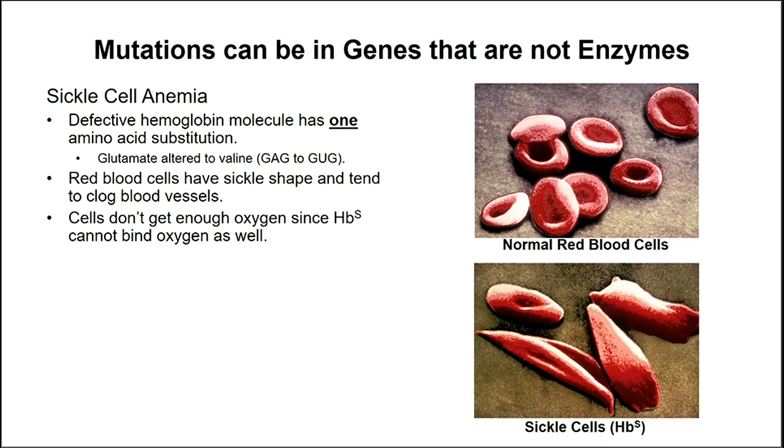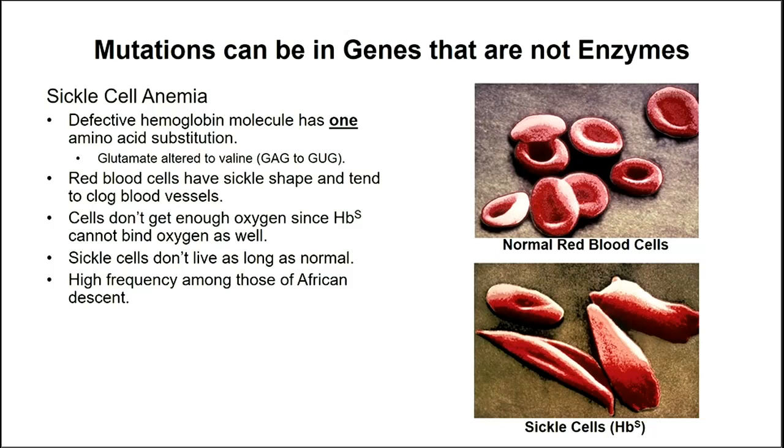When we talk in just a minute about the different types of mutations that can occur, one type of mutation is that it just changes the amino acid. In this case, it changes a glutamate to a valine. It changes the codon from a GAG in the mRNA to a GUG. Just that one change causes this major issue in the binding of oxygen, and it causes these cells to be sickle. These sickle cells don't live as long as normal, and this seems to be in high frequency in those of African descent. So those are just some examples of mutations and how changes in the DNA can lead to the phenotypes and disorders that we see.